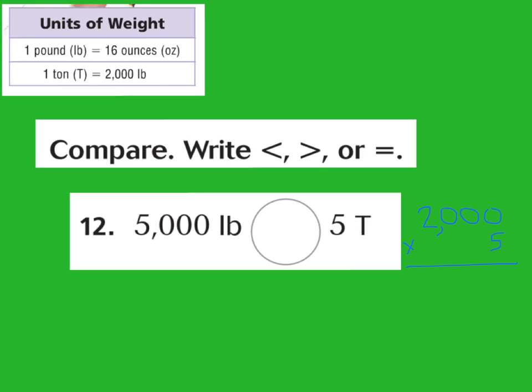For this one, you should have said if 1 ton is 2,000 pounds, then you would do 2,000 times 5 to figure out the value of 5 tons. And you should have come up with 10,000 pounds. So obviously 10,000 pounds is greater than 5,000 pounds, so 5 tons is greater.